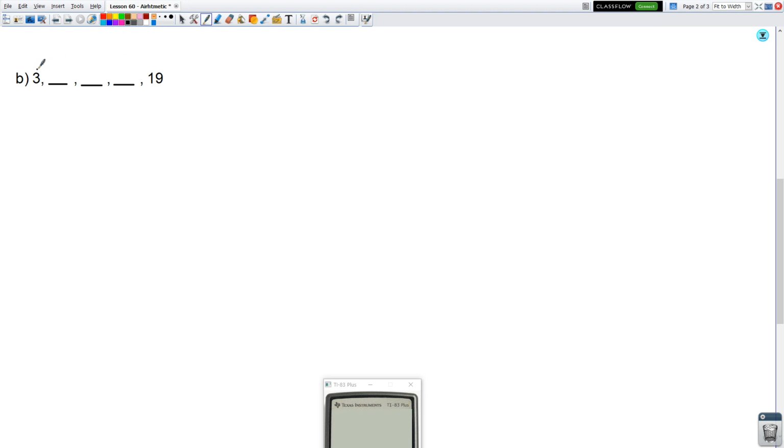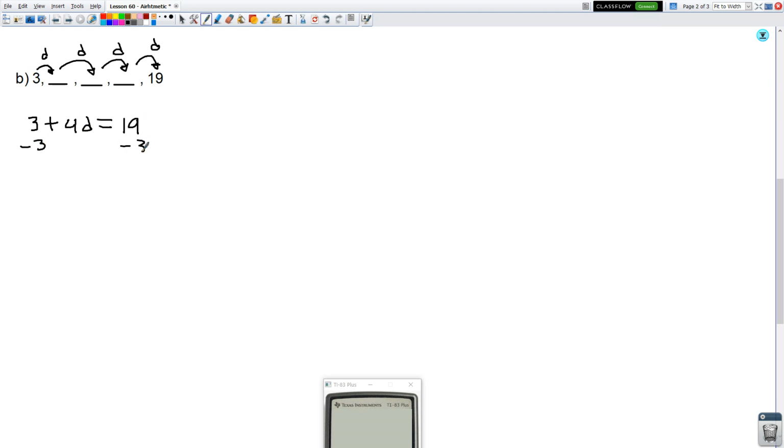Let's check. We start at 3. If we add a common difference, we are at the second term. If we add another common difference, then we're at the third. You add one more, you're on the fourth, but you want to go all the way to 19. Oops, it's supposed to be 4 common differences, which means that we can write an equation for this. We start at 3, and if we add 4 common differences, we're going to end up at a value of 19. Let's solve for the common difference.